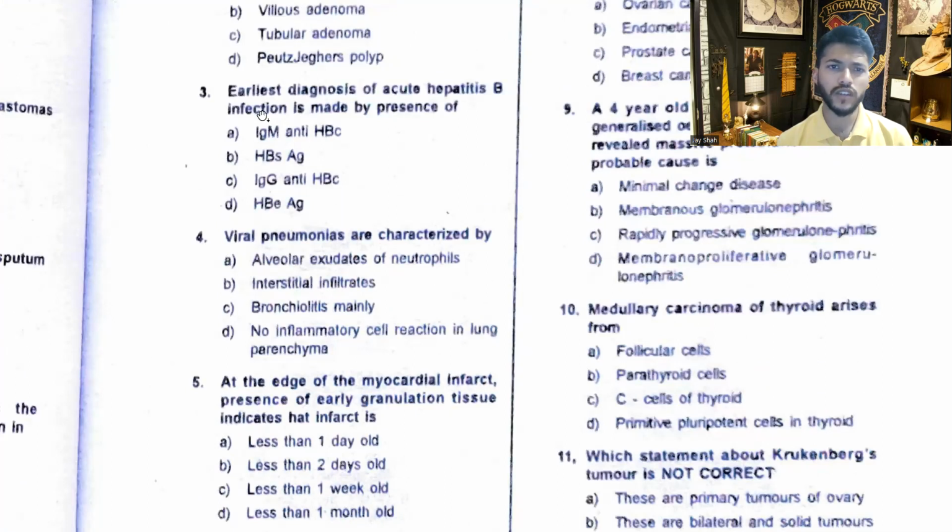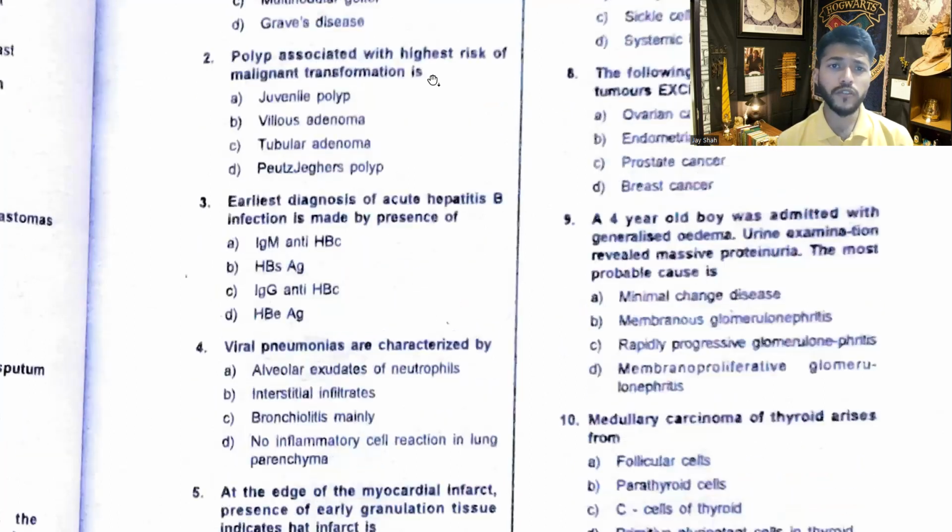Earliest diagnosis of acute hepatitis B infection is made by presence of HBsAg. Remember it. First marker, most reliable marker, HBsAg, Hep B. Polyp associated with highest risk of malignant transformation is, I told you earlier, it is a tubular adenoma.